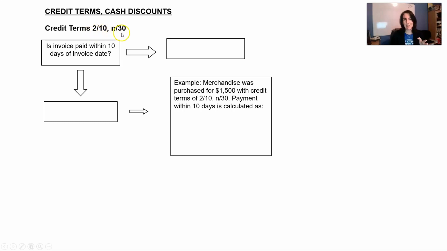So these numbers could be anything. It could be 1, 15, and 45. It's whatever it is. So in this case, we're doing 2/10 net 30. So looking at this, is the invoice paid within 10 days of the due date? I made you a little flow chart here. Yes, then you get a 2% discount. If it's paid after that, no discount.